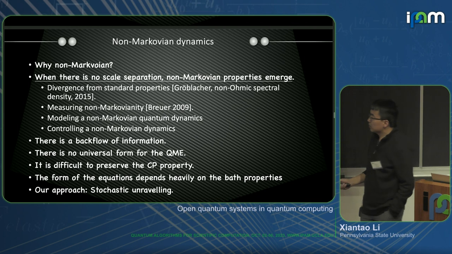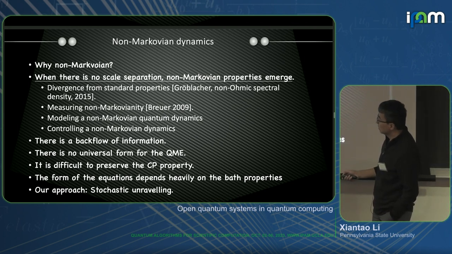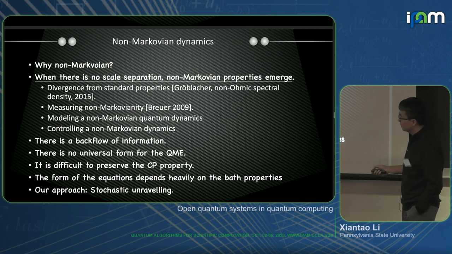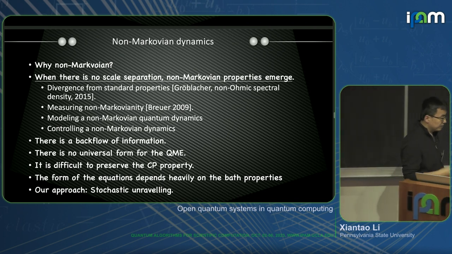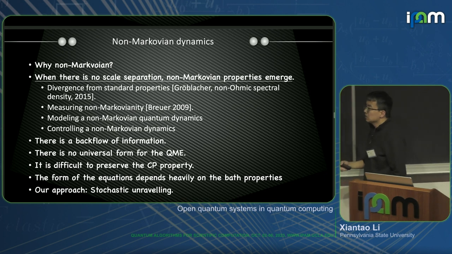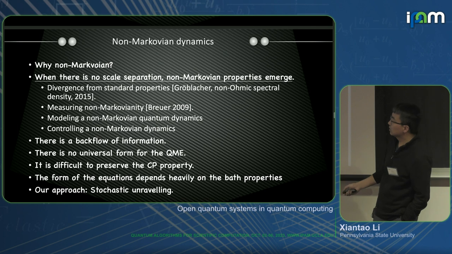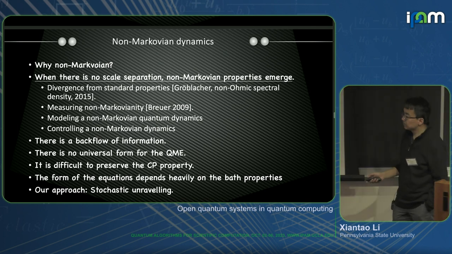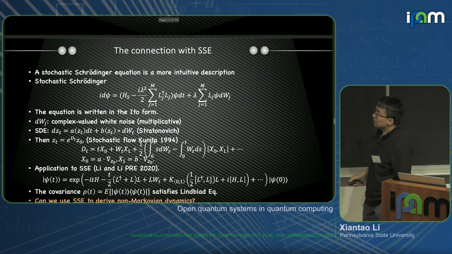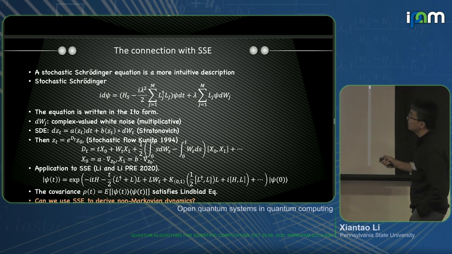My approach for this is stochastic unraveling. This is taking advantage of the connection between the Lindblad equation and the stochastic Schrödinger equation. My hope is that we can find some stochastic Schrödinger equations to model non-Markovian dynamics, and then use the stochastic Schrödinger equation to write down the quantum master equation and go from there. Here's a candidate, and this was derived in 1999.